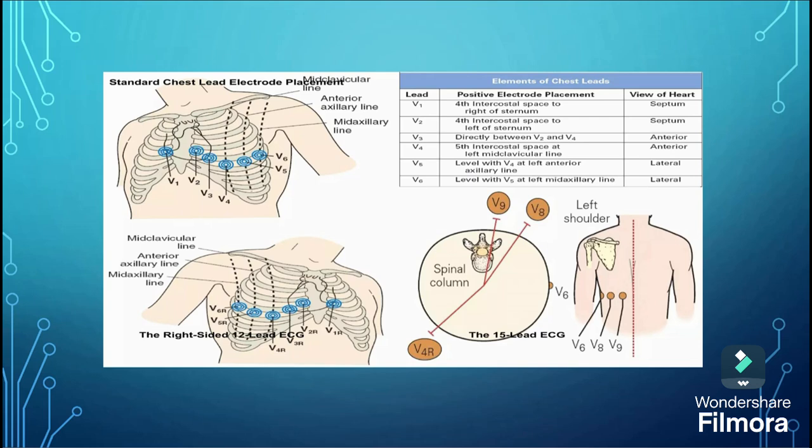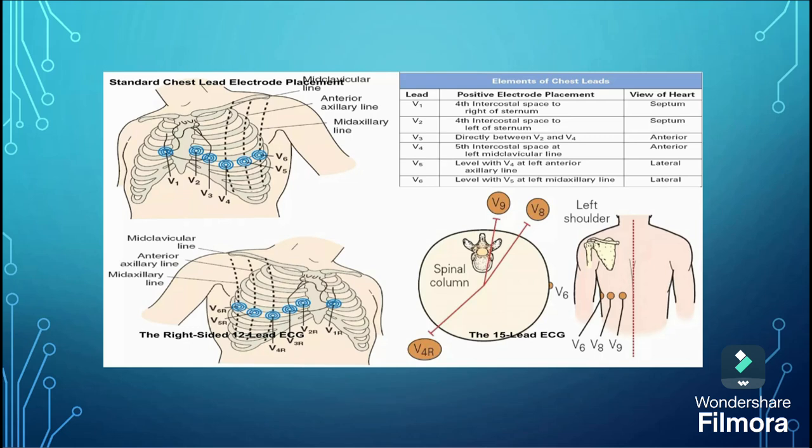So here you can see the position of V1 to V6. These are the precordial leads, or you can say the chest leads. V1 is placed in the fourth intercostal space to the right of the sternum. V2 is placed in the fourth intercostal space to the left of the sternum. V3 is directly between V2 and V4.